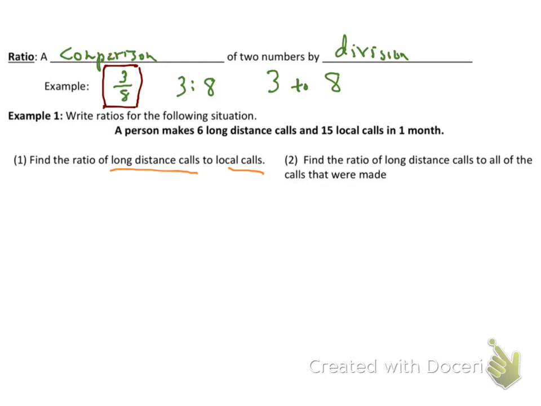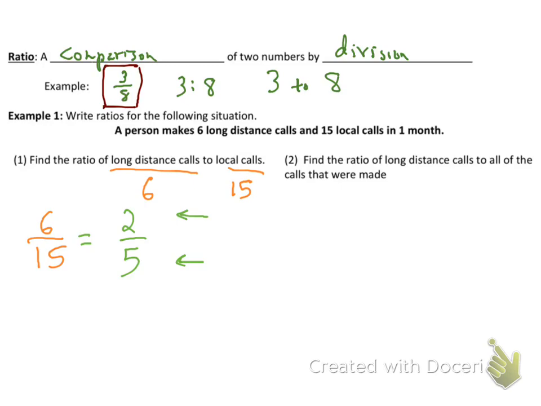Well, they made 6 long-distance calls and they made 15 local calls. So if I compare those two, I have 6 over 15, which I can then simplify. I can simplify that fraction if I divide a 3 out of both of them to 2 over 5. Okay, so for every 2 long distance calls, you made 5 local calls.